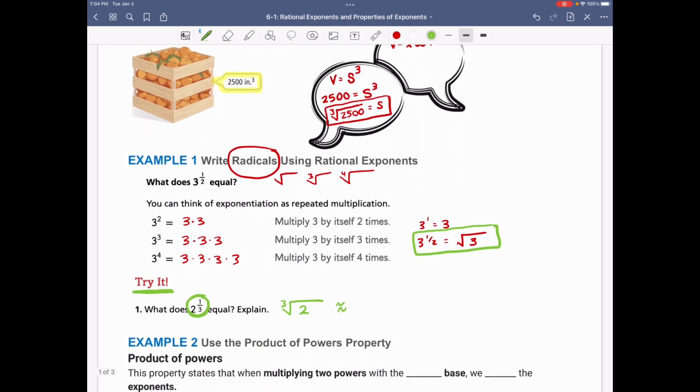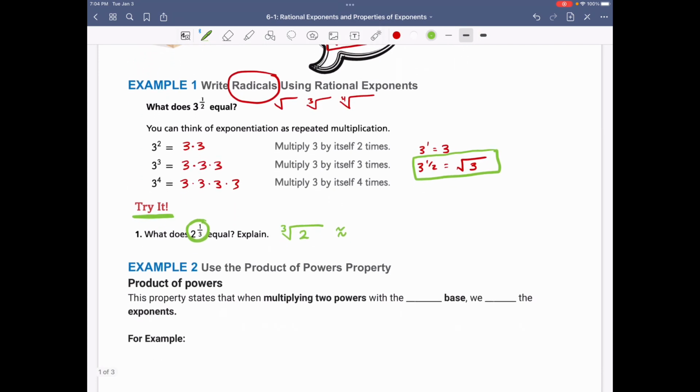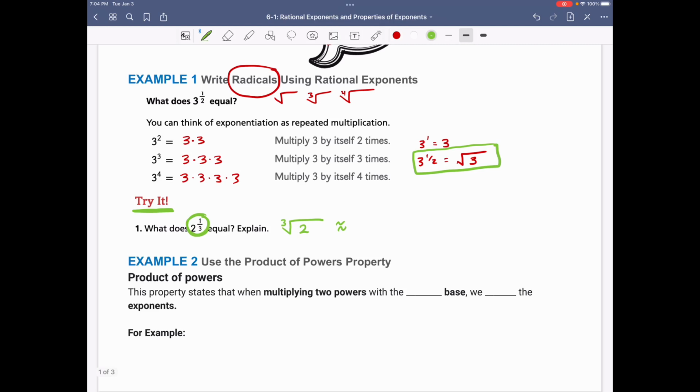And I think that online calculators will do that for you too if it's a scientific calculator. Example 2. Use the product of powers property. So this is something you should have learned in 8th grade, the product of a power. What this property says is that when multiplying two powers with the same base, we add the exponents. So let me give you a couple of examples.